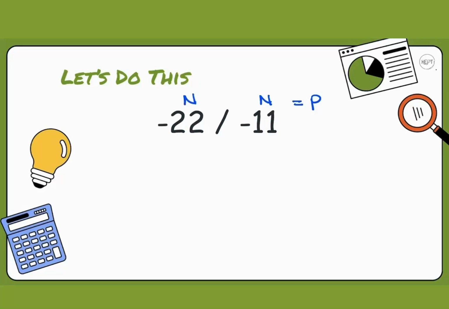Well, we can show our negative 22 pieces. Let's draw that out. 1, 2, 3, 4, 5, 6, 7, 8, 9, 10, 11, 12, 13, 14, 15, 16, 17, 18, 19, 20, 21, 22. Nice even number. And that shows our negative 22 there. But now we're supposed to be dividing it by that negative 11.